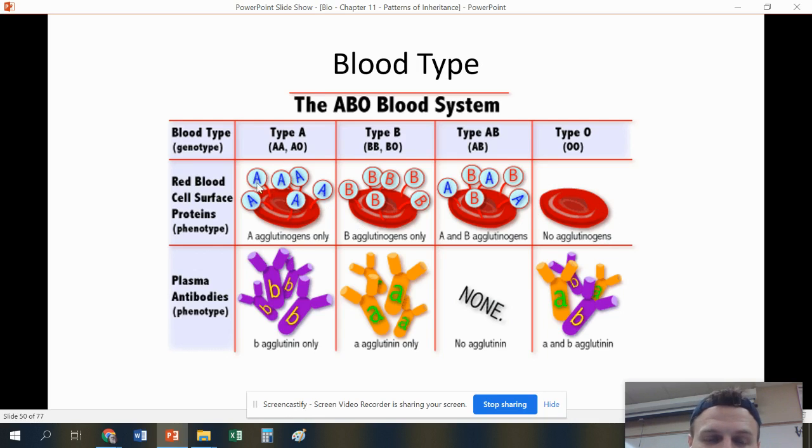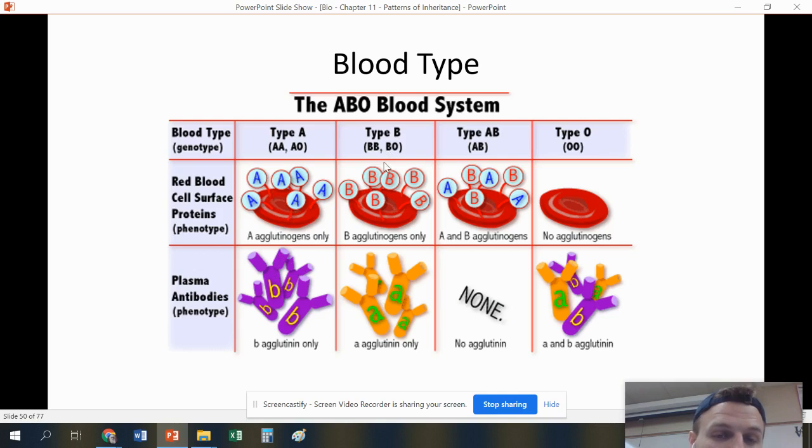Now, back to the A blood. So again, you have these A antigens. These are little flags that say, "Hey, I'm A blood," and your body recognizes them that way. But you also produce this antibody called B antibody. This antibody attacks B blood. It's not going to attack A blood. It's going to attack B blood.